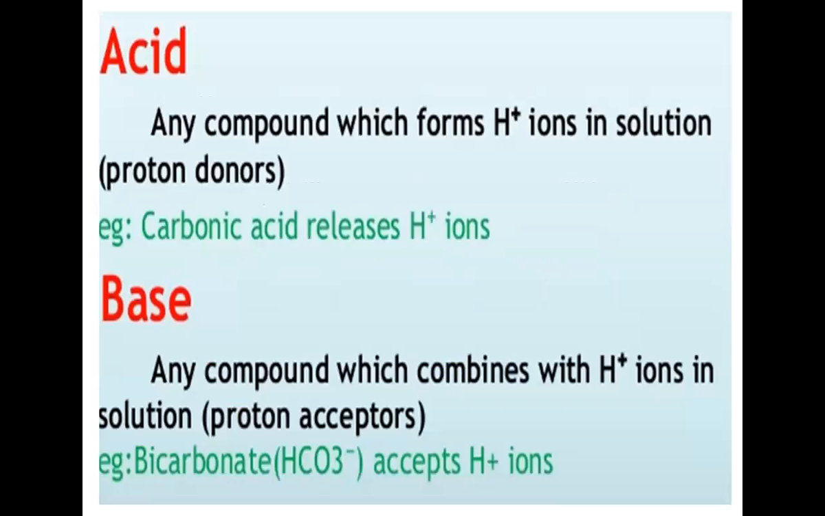So next is the acid. Acid means any type of compound which forms H plus ion in solution. That is a proton donor. In the case of a base, it is any compound which combines with H plus in solution. That is a proton acceptor. So here we can see that carbonic acid releases H plus ion, whereas simultaneously the bicarbonate accepts that H plus ion, so it is a base.